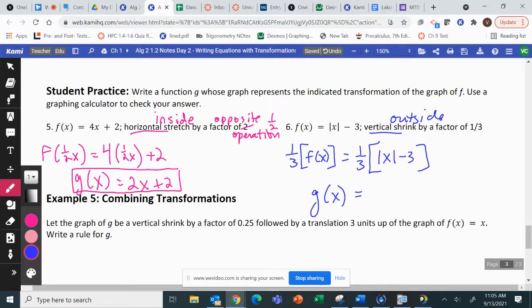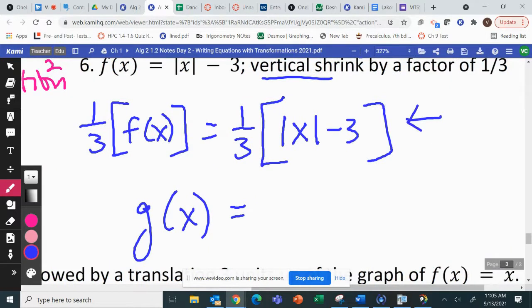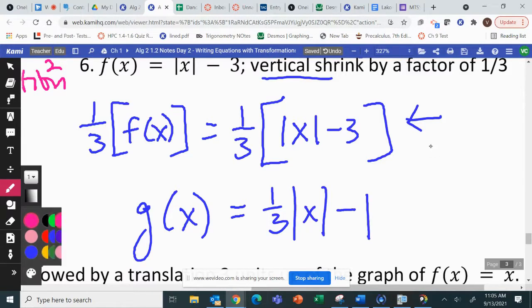Oh, I was about to call in somebody. Jason, can you tell me what I would get when I simplify this step here? What will I have for my g of x? 1/3 x, and then absolute value. Correct, minus 1, because in this previous step, we have to distribute that 1/3 to both parts.